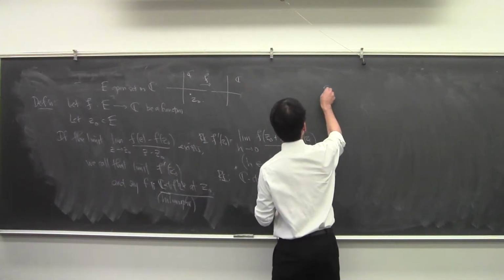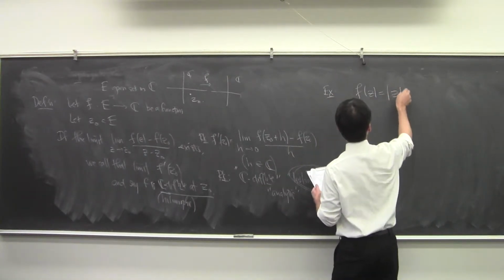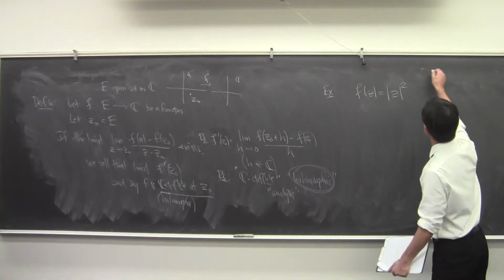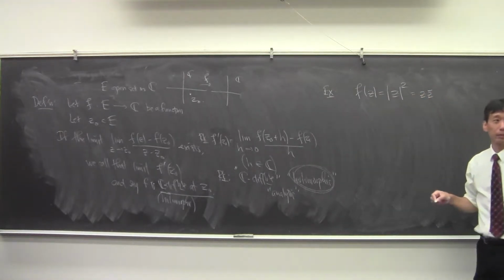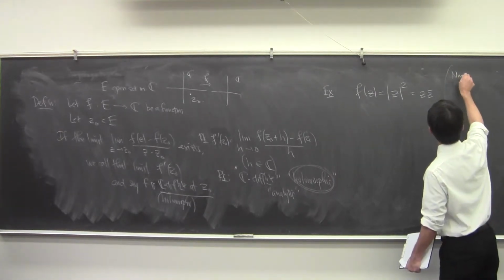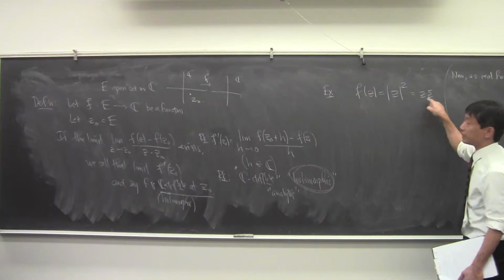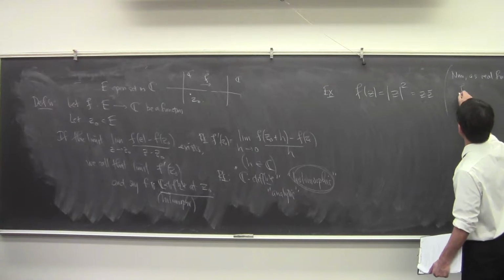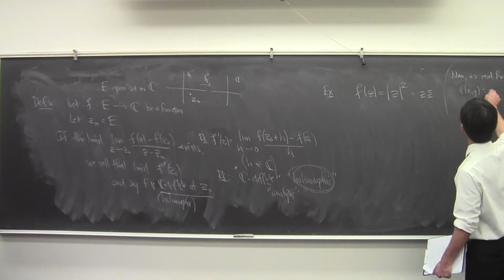Let me give you an example. The function f of z equals the modulus of z squared. Remember, the modulus squared is the same thing as z times z bar, z times the complex conjugate. Now, as a real function, z z bar is just x squared plus y squared, right? This would be sort of like saying f of x y equals x squared plus y squared.